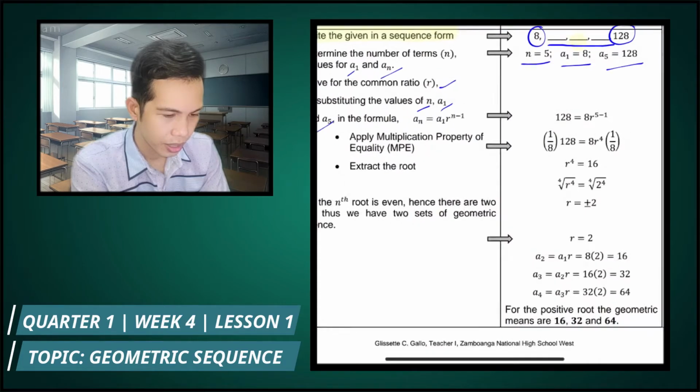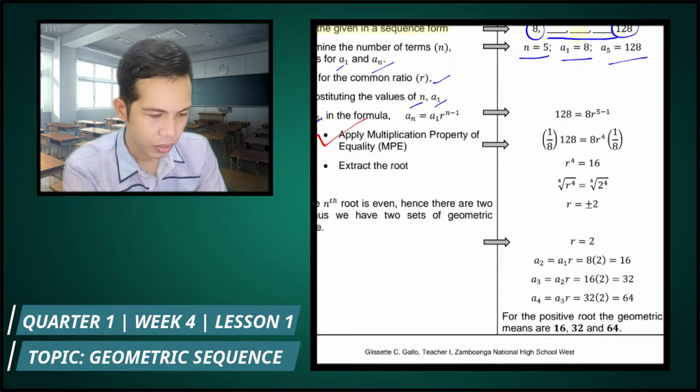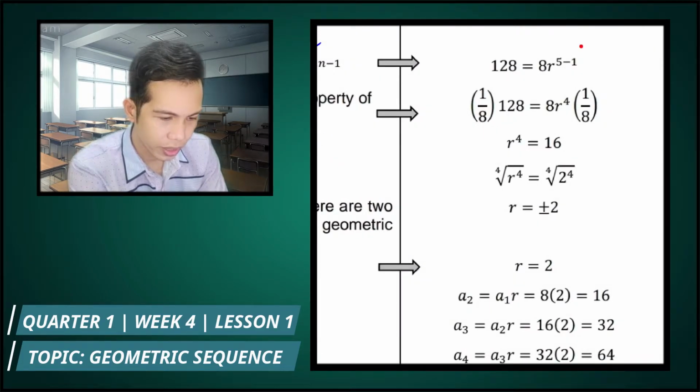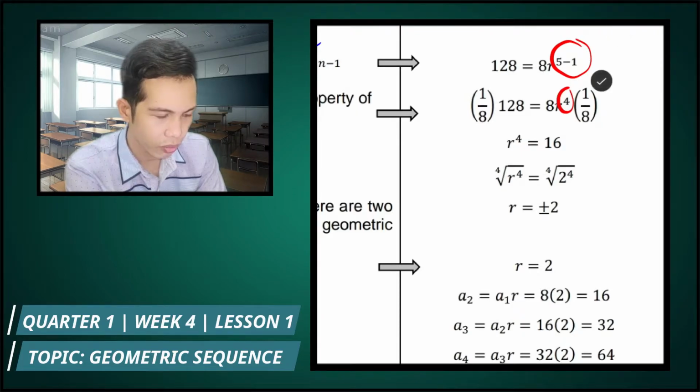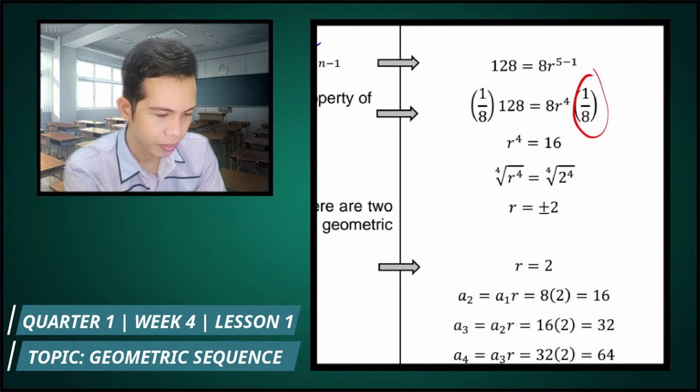Okay, so next, after substituting, we are going to apply the multiplication property of equality. So in this case, we are going to operate first 5 minus 1, which becomes equivalent to 4, and then apply the multiplication property of equality. So in this case, we are going to multiply both sides of the equation by 1/8.